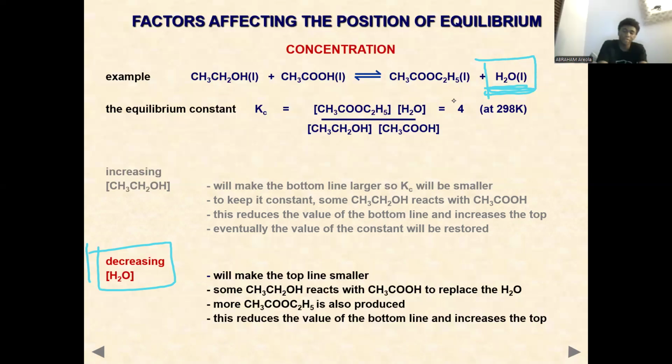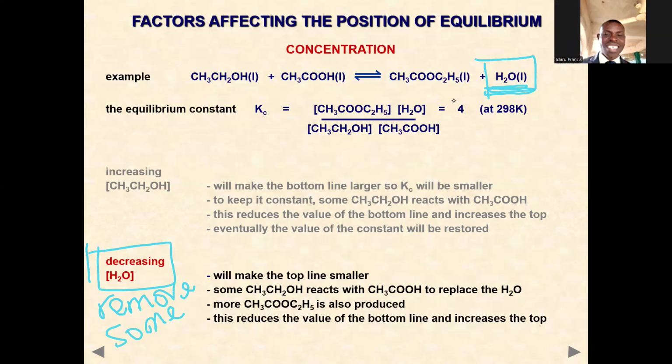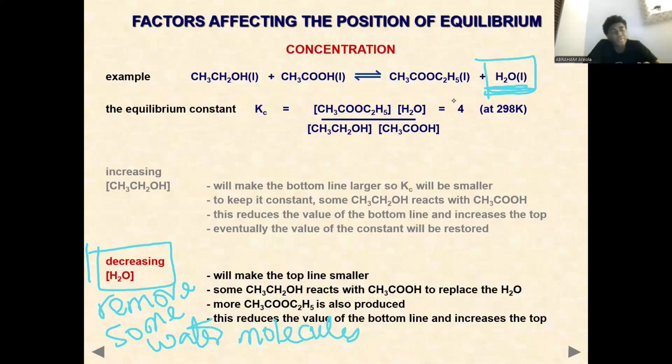To decrease it means to do what? Remove some water. You are removing some water molecules. The meaning of that is that there will be more space in the product. There will be lesser product. We are removing part of the product. So as you remove part of the product, the concentration of the product will decrease. As the water is being removed, the amount of the product becomes smaller compared to the reactant.